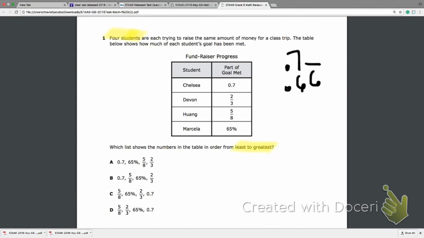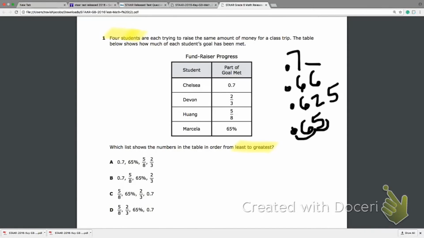0.66 repeating. Okay. Next thing is you're going to get 5/8. What you're going to do with 5/8 is plug it in the calculator, and you're going to get 0.625. Now, next we have 65%. You're going to use your Dr. Pepper rule and go 2 to the left, and it's 0.65. Okay.